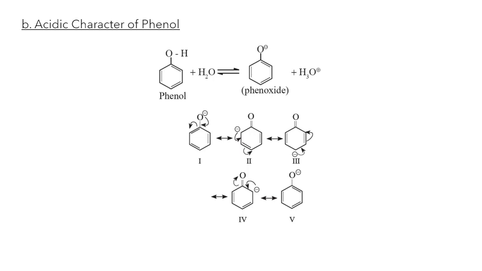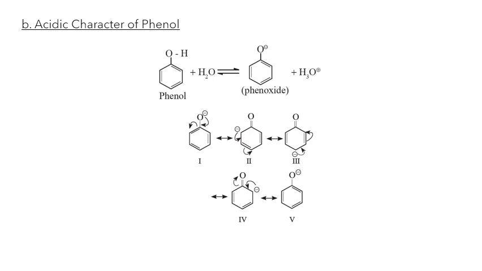Next property of phenol, that is the acidic character of phenol. This is due to the breaking of the oxygen-hydrogen bond. The conjugate base, the phenoxide ion, is formed when phenol is treated with water. It dissolves in water and gives H3O+ ion and C6H5O- ion, that is the phenoxide ion.